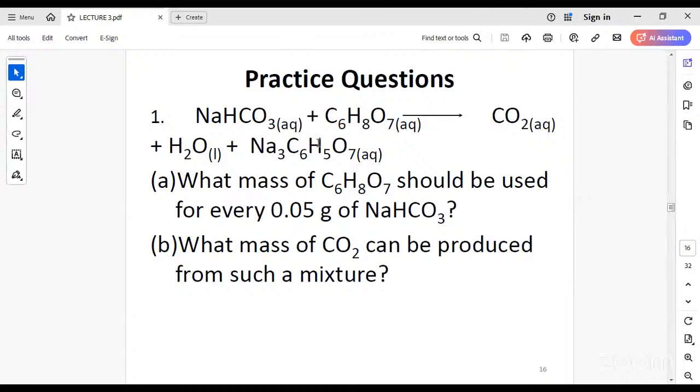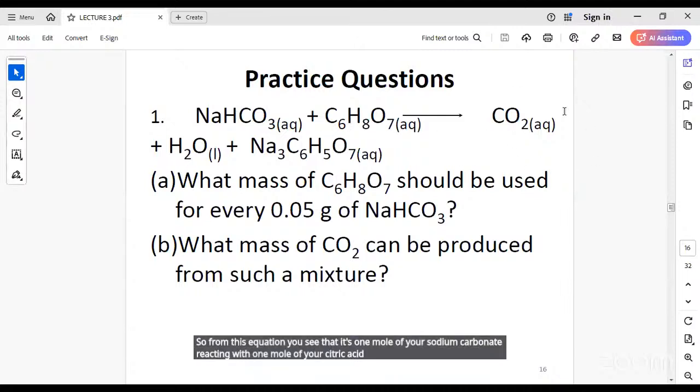And your sodium citrate. So now, the question is, from this equation, you see that it is one mole of your sodium carbonate reacting with 1 mole of your citric acid to give you 1 mole of each of the products.